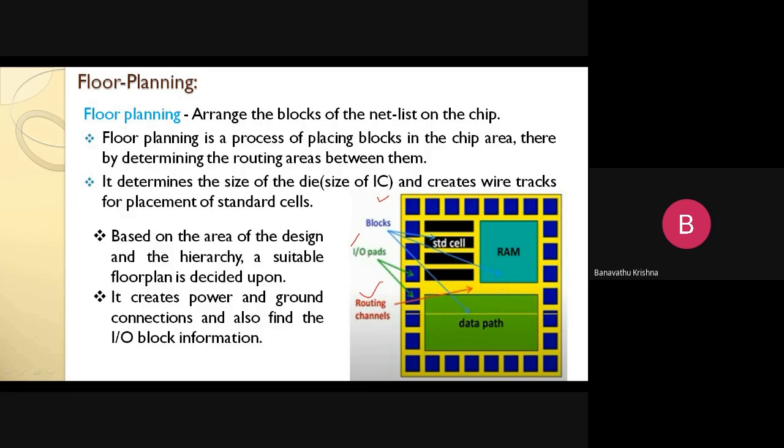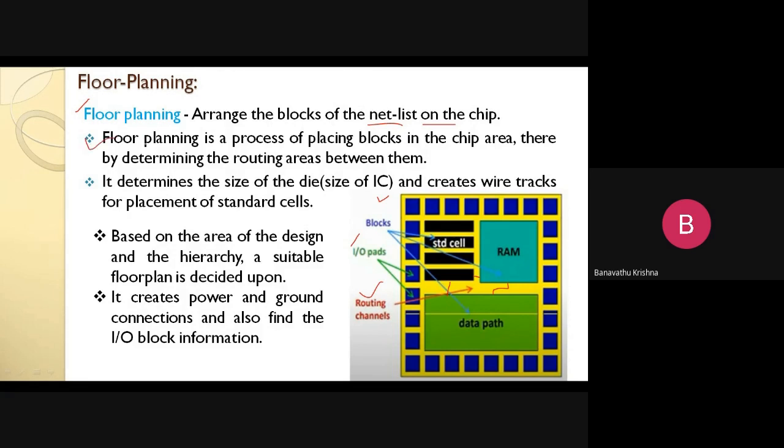Suppose I want to make a connection from the RAM to the data path, like this, and from the cell like this. To make the connections between these modules, I want to maintain the required space between these modules, right? So coming to floor planning: floor planning means arranging the blocks of the net list on the chip. Here net list means the set of modules and the list of interconnections. All those things are arranged on the chip here.